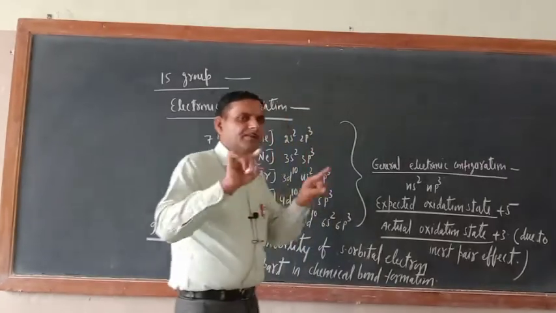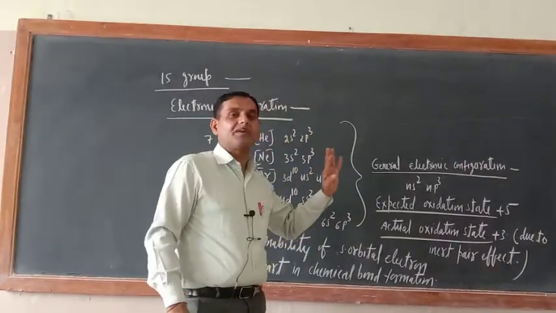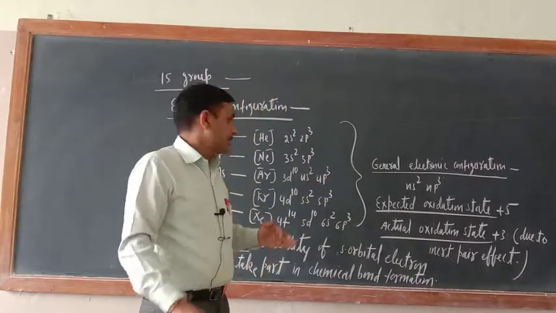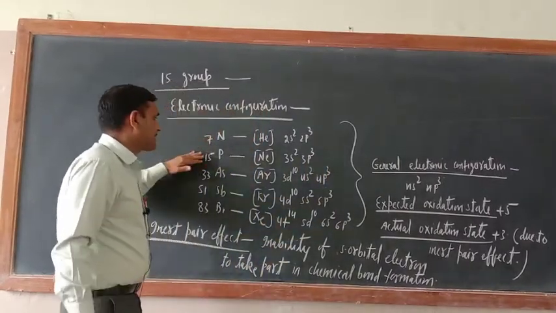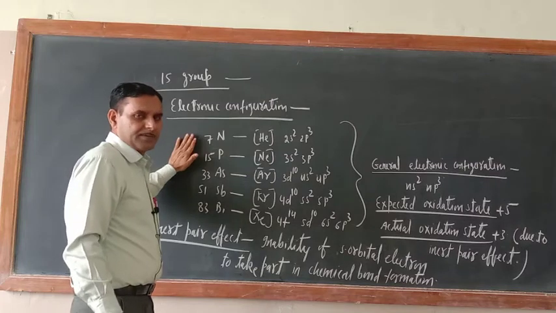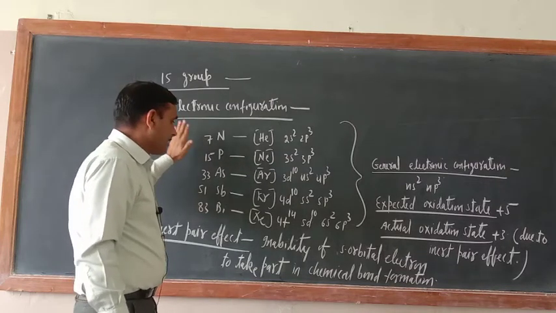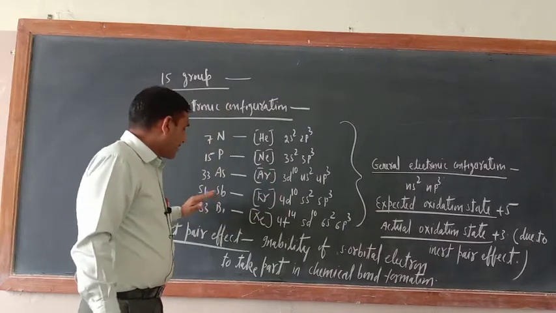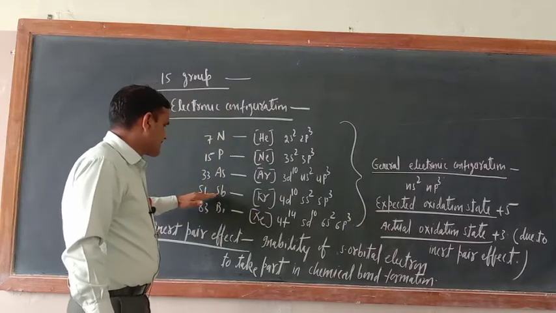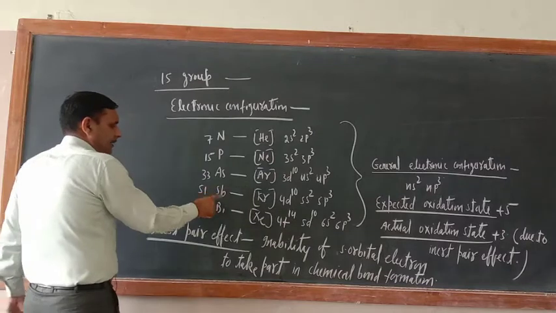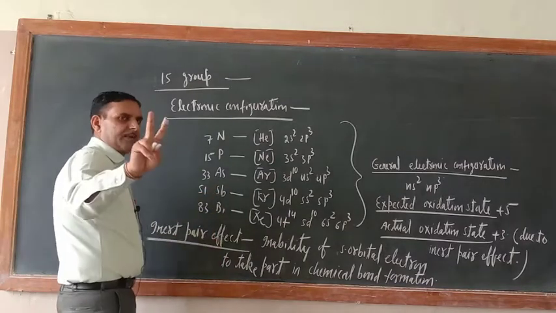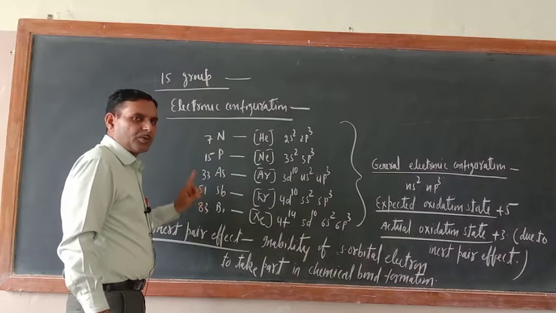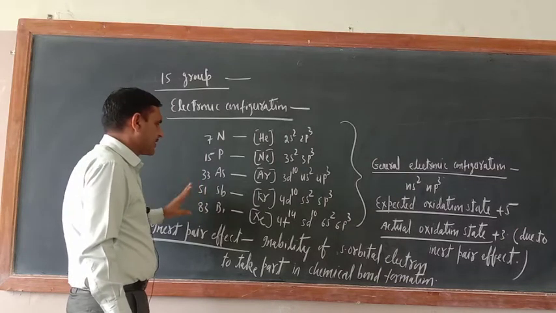It doesn't mean that they will not show the +5 oxidation state. They will exhibit the +5 oxidation state, especially the first two members, nitrogen and phosphorus. But due to the inert pair effect, the last members, antimony and bismuth, exhibit only the +3 oxidation state.